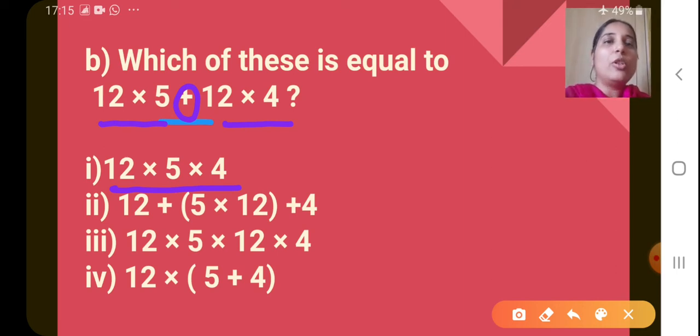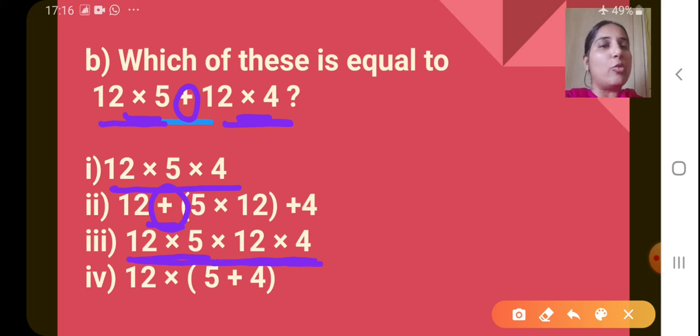Okay. Now option number 2 is 12 plus 5 multiplied by 12 plus 4. That is also incorrect because 12 is not added here, but it is multiplied by both the numbers, isn't it? Here it is multiplied by both the numbers, and there we have the sign of addition. So this is also wrong. Now option number third, 12 multiplied by 5 multiplied by 12 multiplied by 4. So that is also incorrect because there also the numbers are only multiplied throughout.